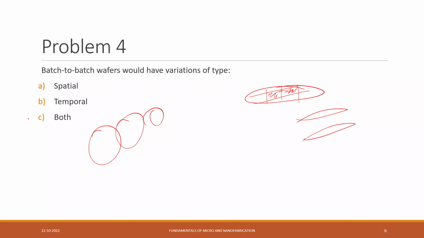So here we will have to take both. Both possibilities of variations are possible in the case of batch to batch wafers. And in a single wafer, only spatial variations would be there. Okay.